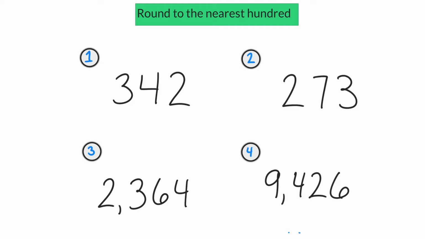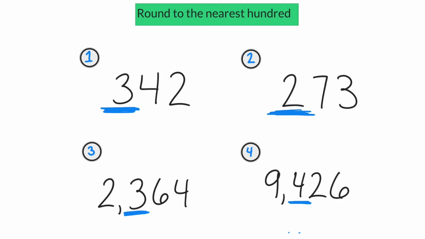When rounding to the nearest 100, the first thing you want to do is find the hundreds place. With 1 and 2, it's kind of easy to find because we're looking at the hundreds place here and the hundreds place here. But if we go from there, we look at 3 and 4 are actually all the way up to the thousands place. So we need to locate where the hundreds place is within these numbers.